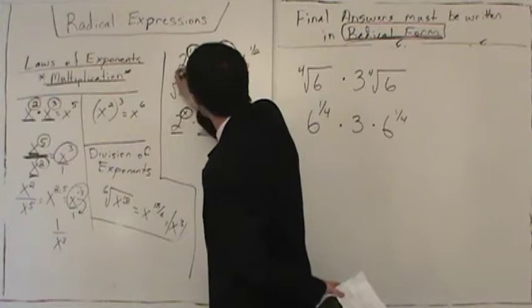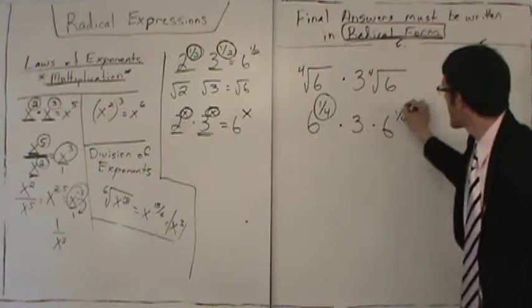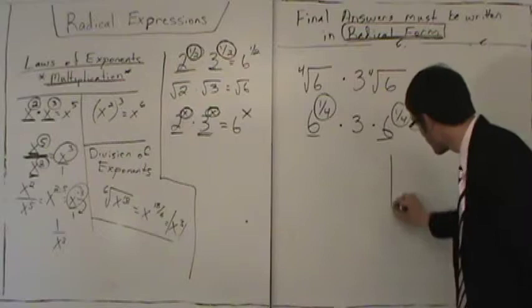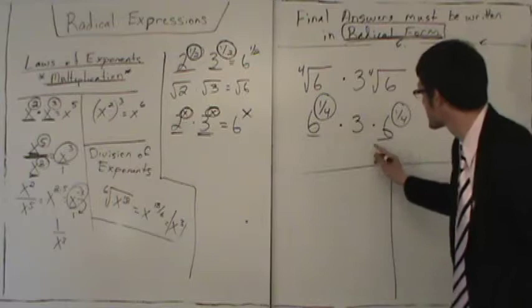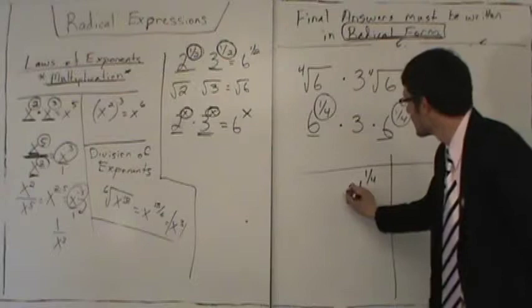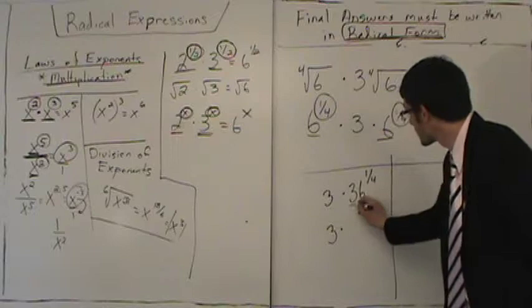Do the exponents match? Yes, they do. So we can multiply the 6 by the 6. We're going to do this two different ways. So first, we notice that our exponents match. We can multiply the base 6 times 6 and get base 36, and the exponent stays the same, 1/4. And go ahead and put your times 3 out front. So we end up with 3 times. Now let's convert this back to radical form, the 4th root of 36.